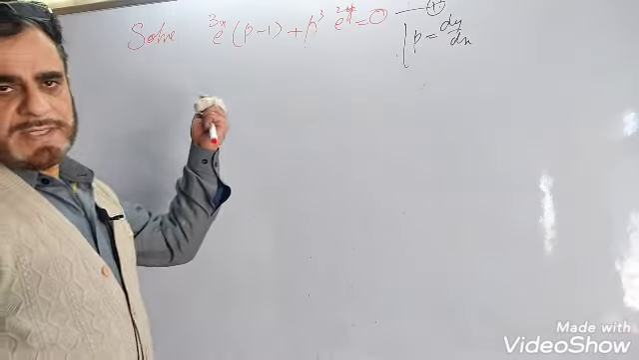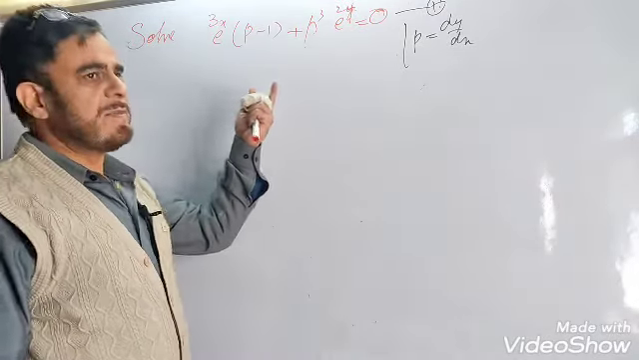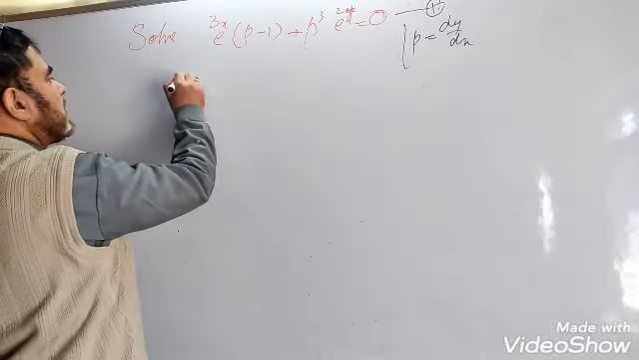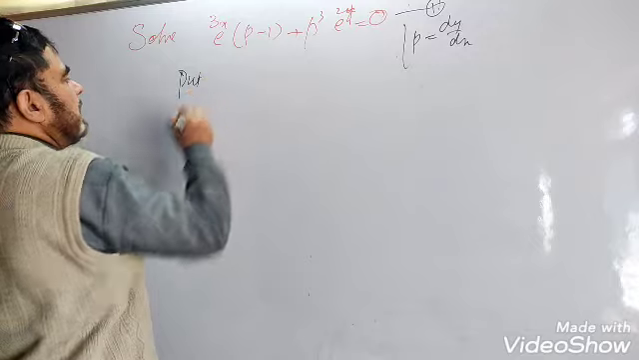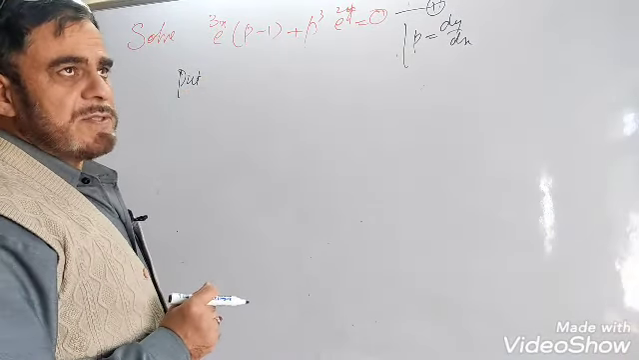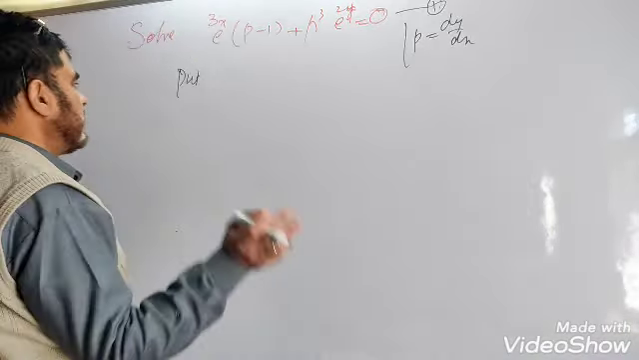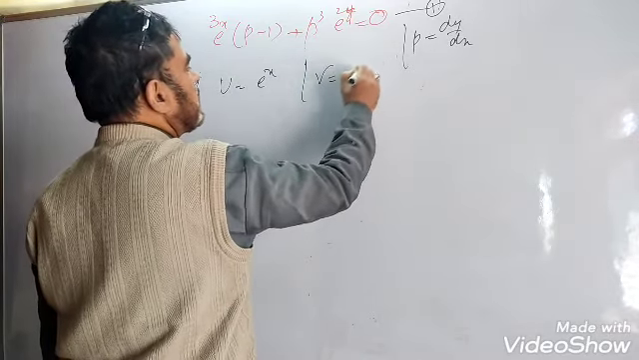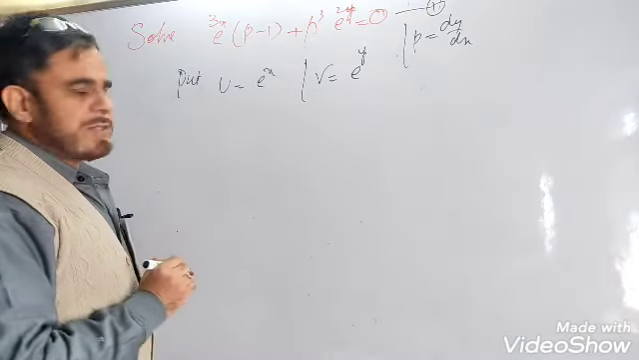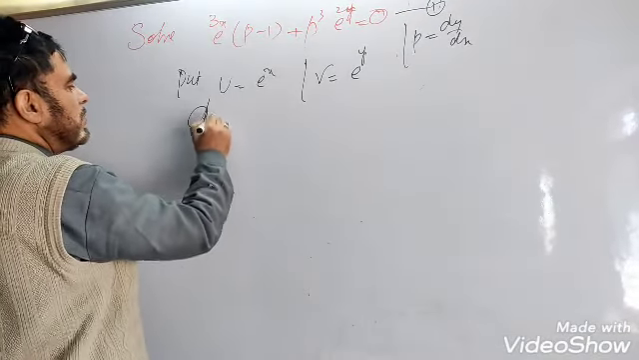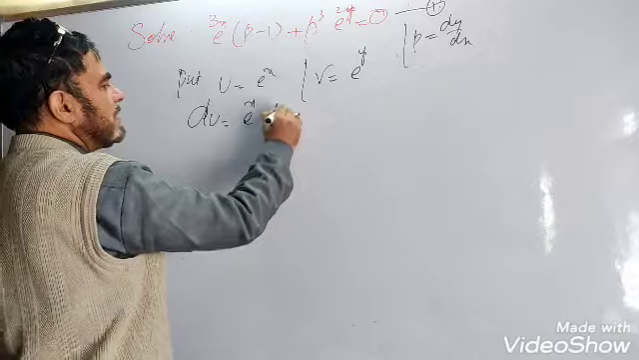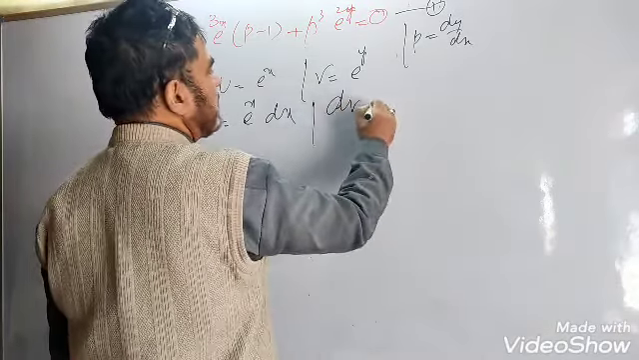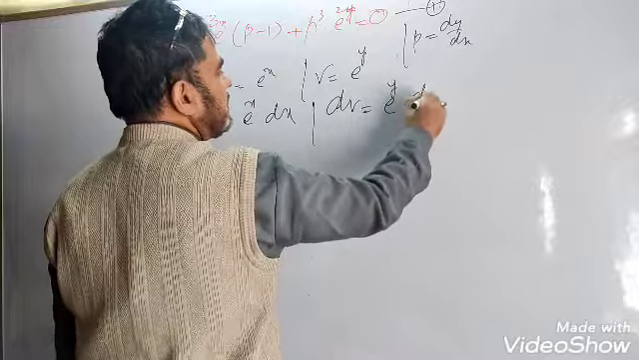Now it involves e raised power ax, e raised power by, or e raised power 3x, e raised power 2y. Let us go this way. Let us make a suitable change of variable substitution that I have told you. Put u is equal to e raised power x, and for v we put e raised power y. By the differential rule, du is equal to e raised power x dx, and dv is equal to e raised power y dy.